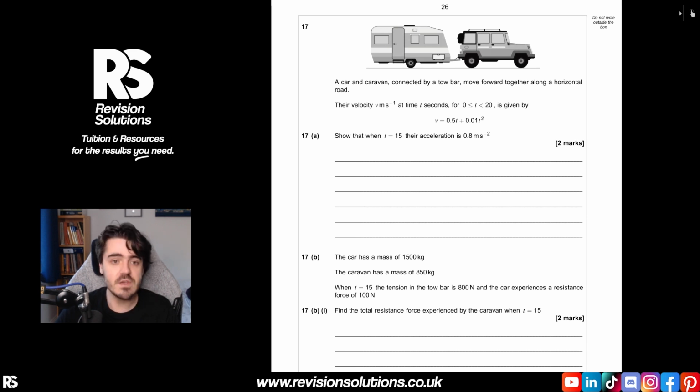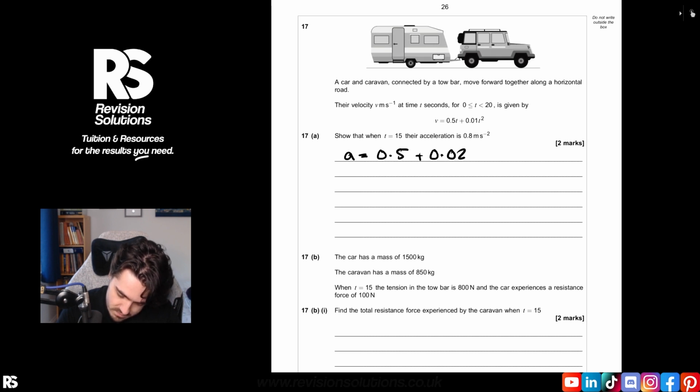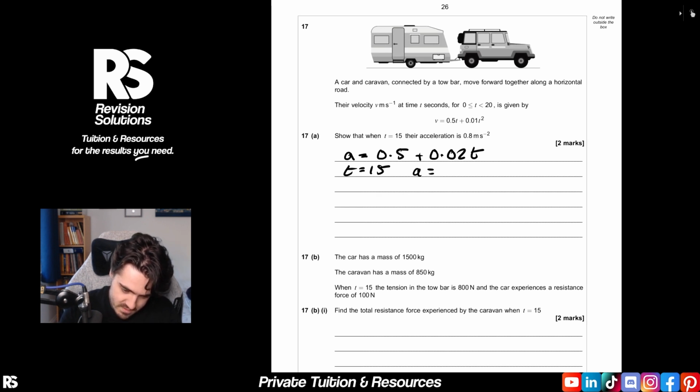Well, if we have the velocity equation, the acceleration is just the rate of change of velocity, so we can differentiate to get an expression for acceleration. So doing that, acceleration would be 0.5 plus 0.02t. And if we set t equal to 15, we get the acceleration to be 0.5 plus 0.02 times 15, which is 0.8 meters per second squared.